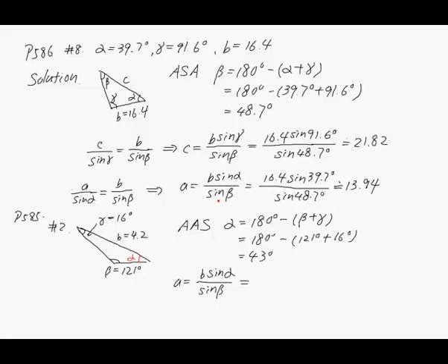And then we use the formula from problem 8. So A is equal to B times sine alpha over sine beta. And then you plug the knowns into this expression. You have 4.2 times sine 43 degrees over sine 121 degrees. And then you simplify, you got 3.34. So this is the length of the side opposite angle alpha.